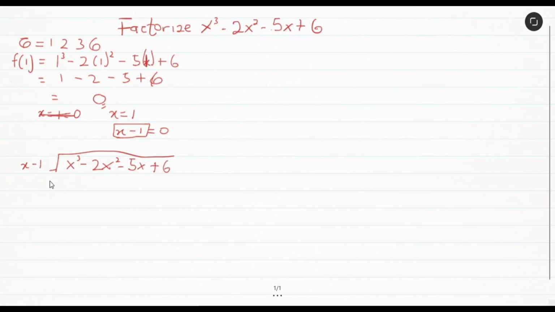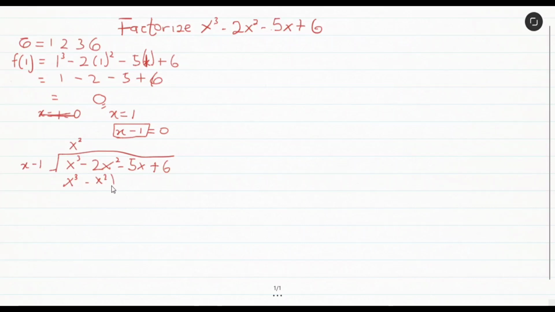What we do is that we divide the x cubed by the x. That's the first thing. We are going to get x squared. So up here, I'm going to get x squared. Then if I multiply x squared by x, I'm going to get x cubed again down here. Then if I multiply x squared by 1, I'm going to get minus x squared.